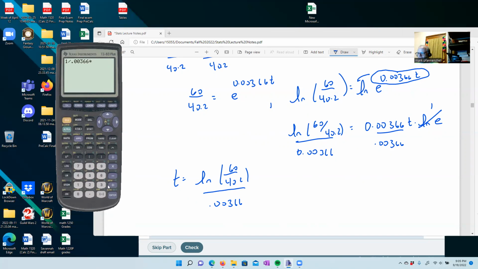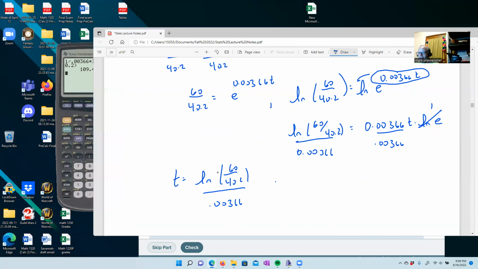Times the natural log of 60 over 40.2. So that should give us our answer. That should be, okay, it's 109 years. So this is going to happen in 109 years. So this is going to be 2109.4. So to the nearest year, I'm going to say it'll happen in 2109.